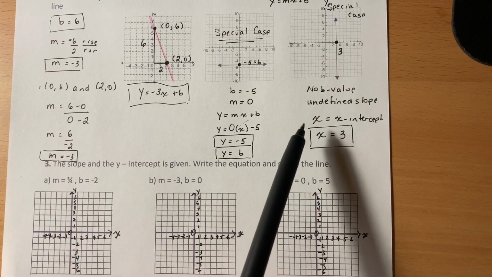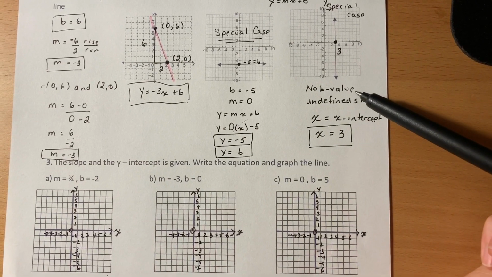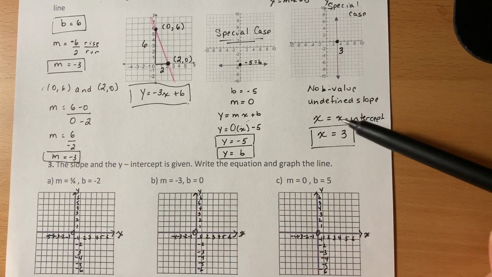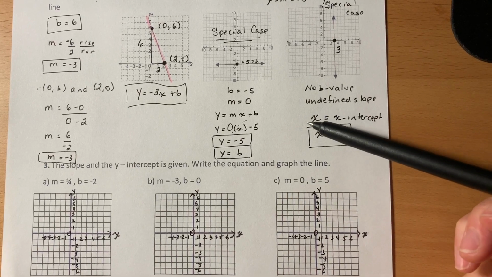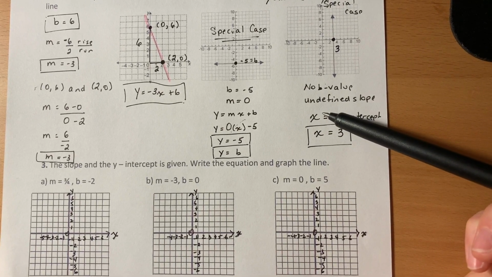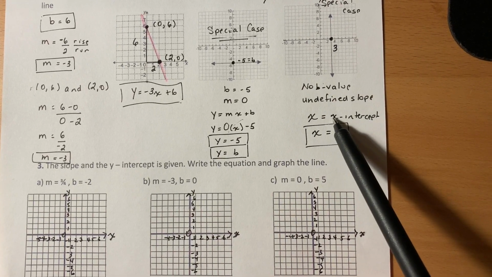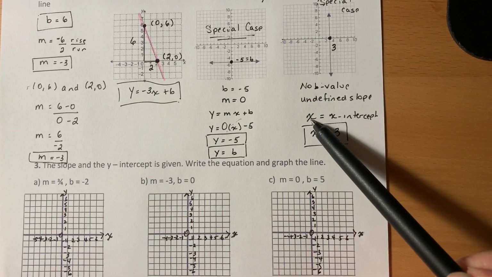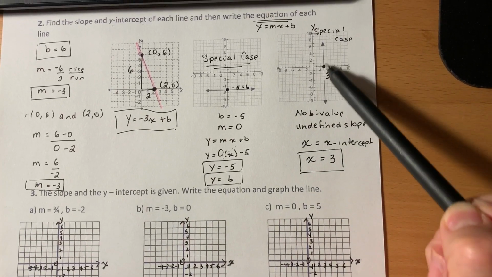I just want to make a correction. I realized that I said something incorrectly. When I wrote this, I said y. I really should have said x. So x equals the x-intercept. So you won't have a y here with this special case with a vertical line.